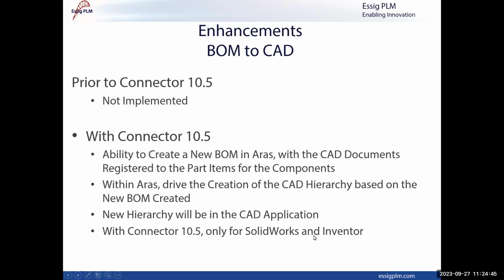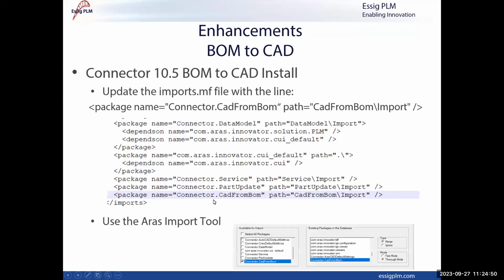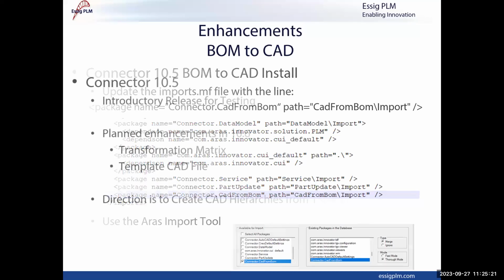Again, this is introduced for SolidWorks, Inventor, and 10.5. I'll talk about this a little bit more later. Out of the box, this would be like the retrieve hierarchy in Aras. This would be right mouse button, automated assembly, like you have with hierarchy, you now have Essig PLM, BOM to CAD. Out of the box, this is not available. But you all have it. You just need to, as you see up on the screen, update the import file, and then import the package. Again, it's really for test, because we know there are some challenges.